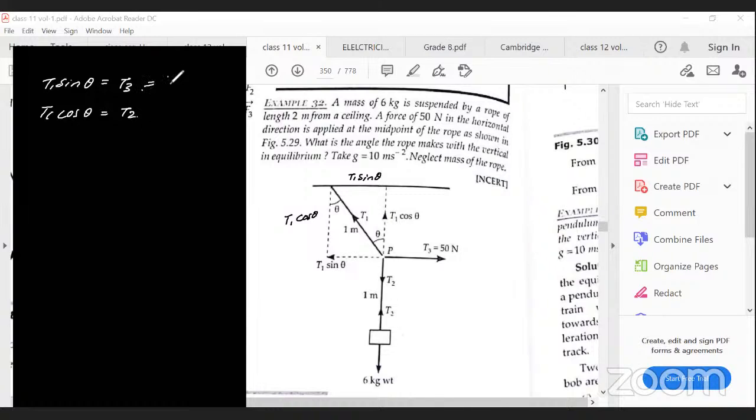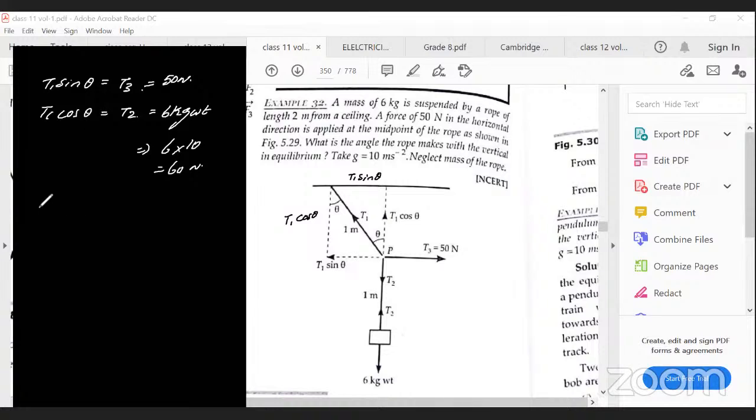So what is T3? T3 is equal to 15 newtons, and T2 is equal to the weight of the object. There is no acceleration here, so it is under equilibrium condition. Whatever tension is here, the same weight acts. So it is equal to 6 kg weight. I have already mentioned this unit. 6 kg weight is nothing but 6, your mass, into 9.8. I'll take g as 10, since they have given g as 10. 6 into 10 is equal to 60 newtons. So tension T2 is 60 newtons. I need to find the angle theta.